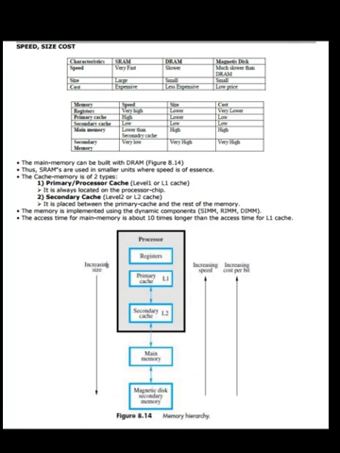Secondary cache, level 2 or L2 cache. It is placed between the primary cache and the rest of the memory. The memory is implemented using the dynamic components SIMM, RIMM, DIMM. The access time for main memory is about 10 times longer than the access time for L1 cache.